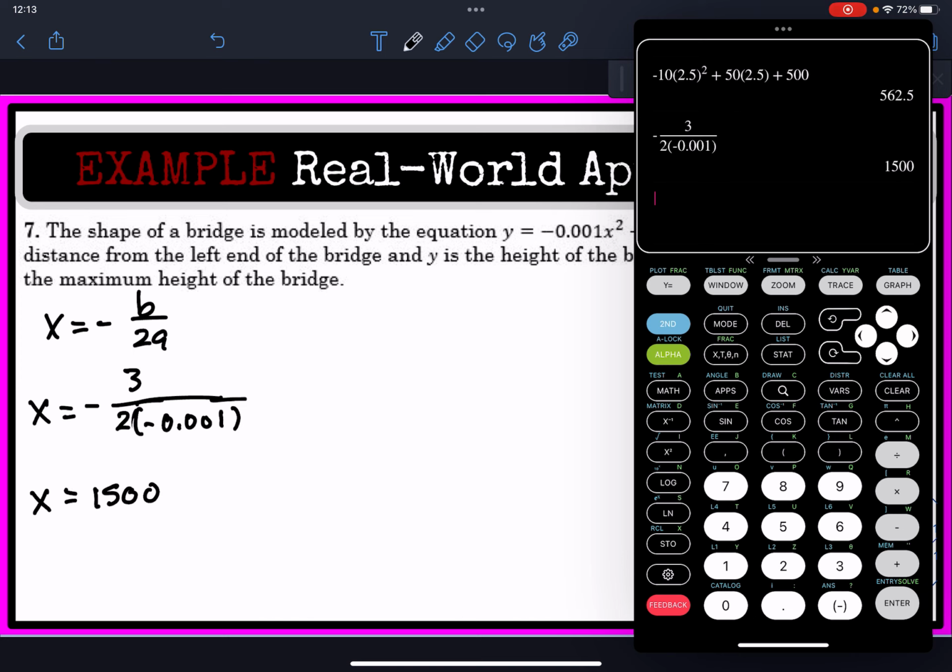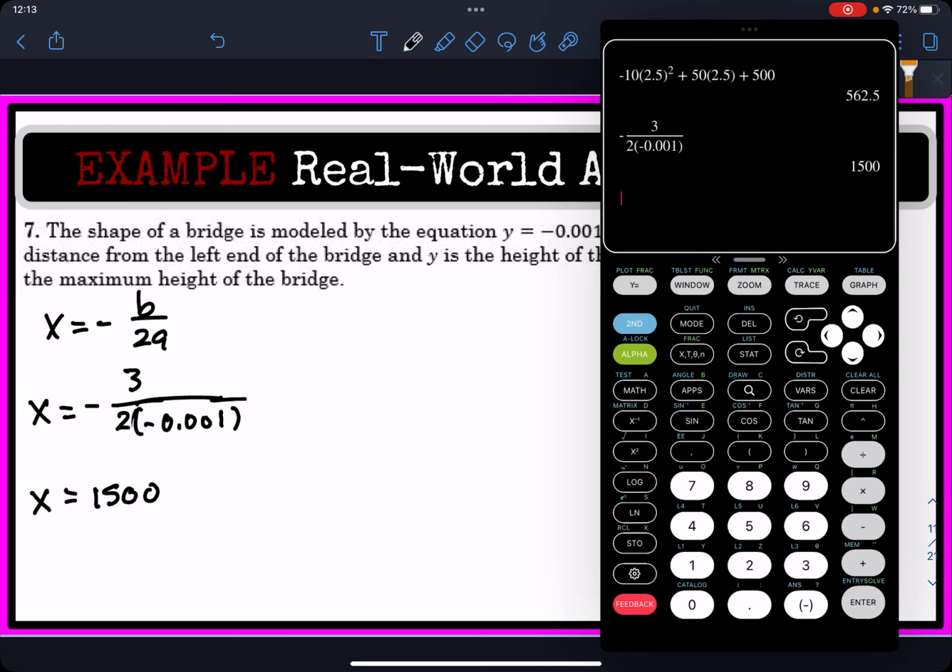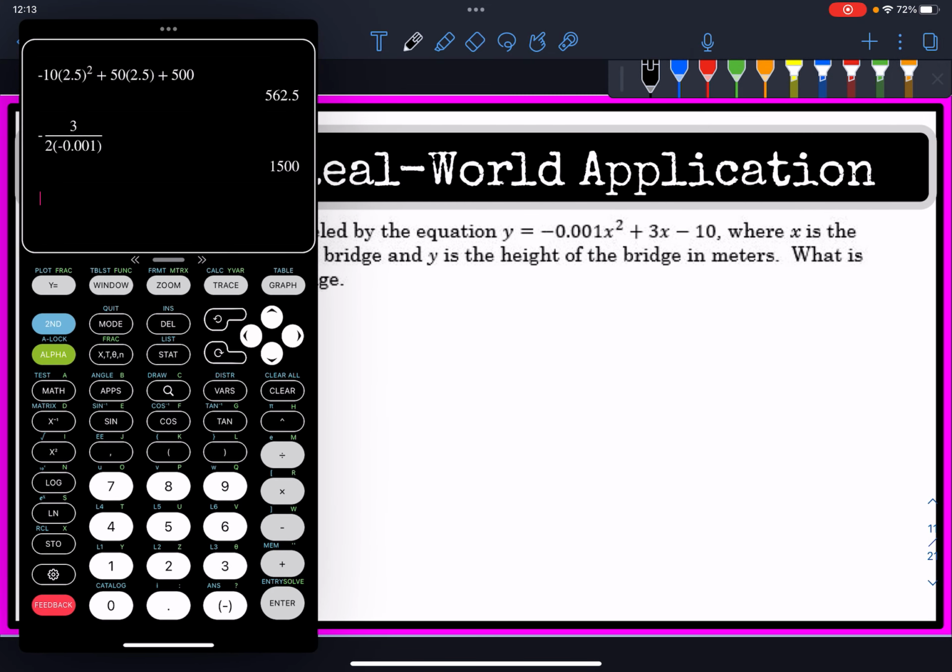So now that we know where the maximum height of the bridge is located, 150 meters from the start of it, we're going to figure out what the actual height is by plugging it in to the values of x. So y equals negative 0.001 times 1500 squared plus 3 times 1500 minus 10.